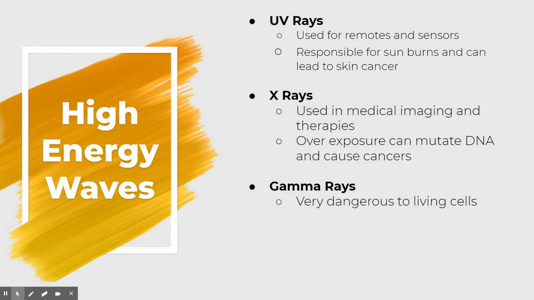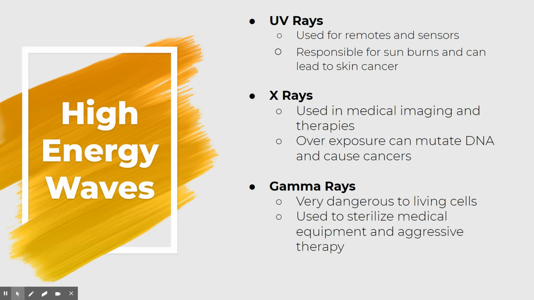Gamma rays then are the most dangerous. They are very dangerous to living cells. They can kill and mutate DNA easily because they have the most energy. They have the shortest wavelength and the most energy. So they are very dangerous.